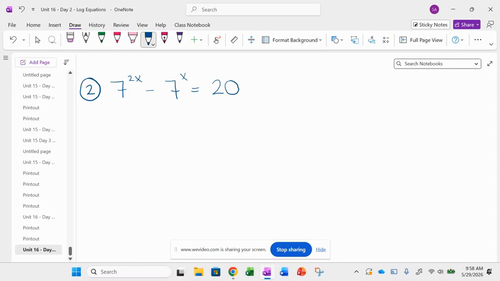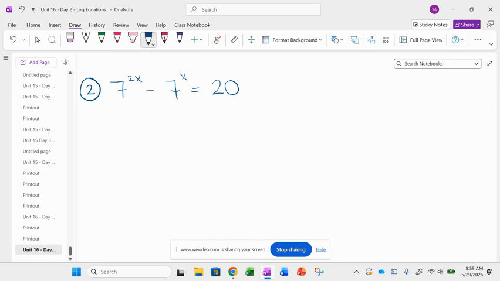Again, we're solving for x, same direction. 7 raised to the 2x power minus 7 raised to the x power equals 20. So what is it that I hope you realize? I hope that you realize we have the same base of 7, right? And one of the 7s is raised to the 2x power, the other is raised to the x. So since I have the same base and one exponent is double the other exponent, does this make it a good case for factoring? Yes.